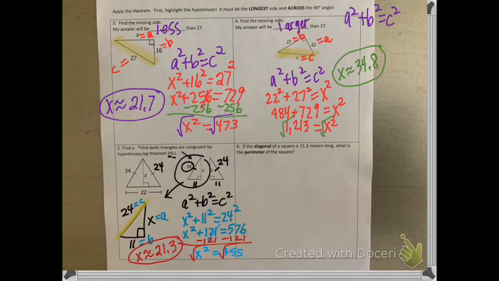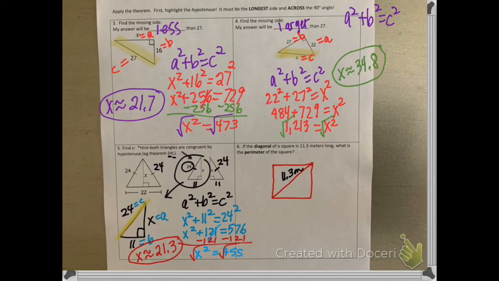Lastly, for number 6, we're going to have to draw our own picture. So it says, if the diagonal of a square is 11.3 meters long, what's the perimeter? So first thing I'm going to do is draw a square. And then I'm going to draw a diagonal. A diagonal goes from corner to corner. So there's my diagonal, and that diagonal is 11.3 meters long. We are asked to find the perimeter.